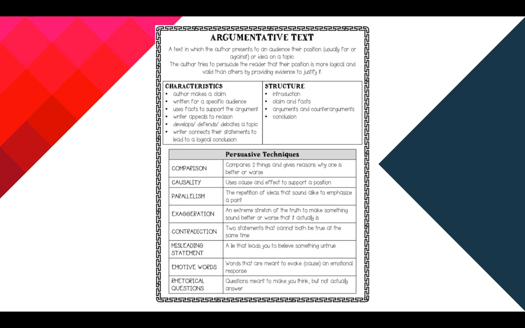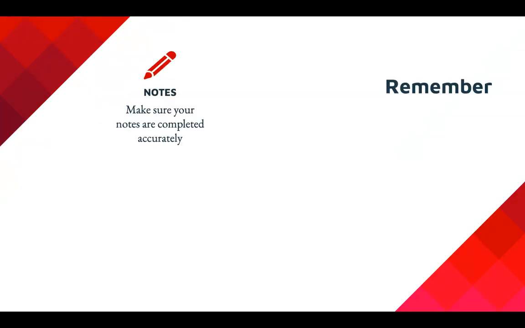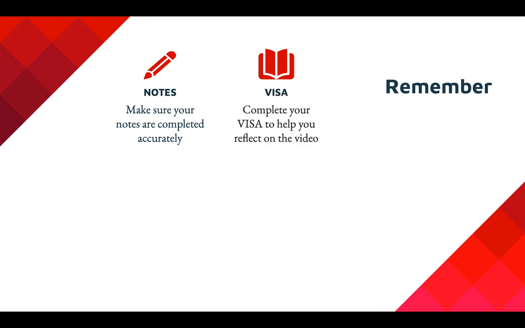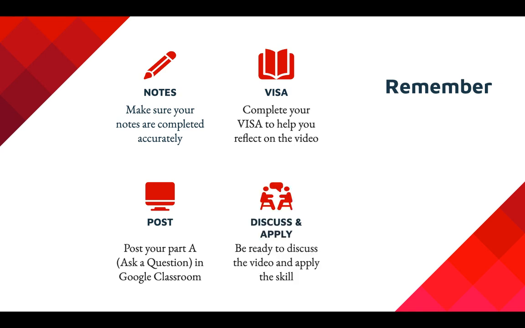All right, so your note taker should look like this. We went over what is an argumentative text. We talked about the characteristics and the possible structure, and then I gave you some techniques that an author might use to try to prove their argument or persuade you to think what they want you to think. Remember that you need to make sure your notes are completely accurate, that your visa is done so that you can reflect on the video, that you post your part A in Google Classroom, and the most important, be ready to discuss the video and apply the skill.